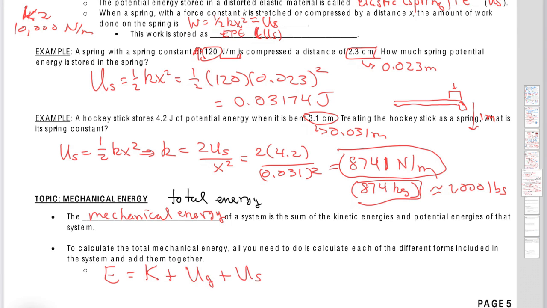Now what happens is, sometimes in problems you may not have a spring, so if there's no spring involved, your total energy is just K plus UG. Sometimes you don't have a height difference, so your total energy would be K plus US.